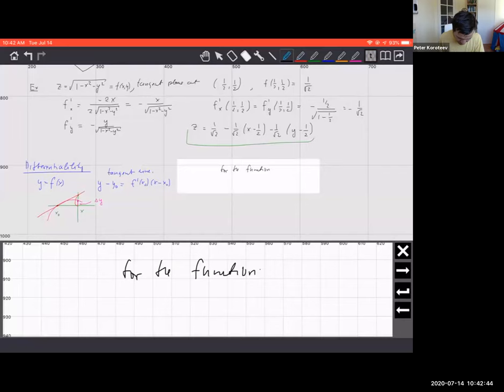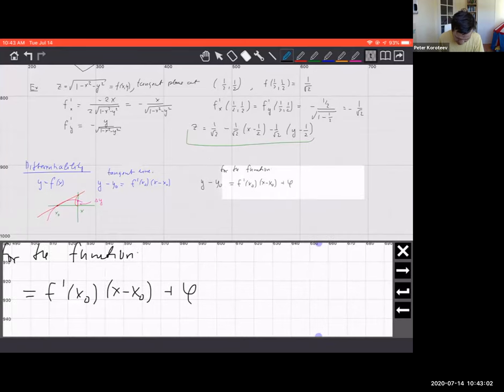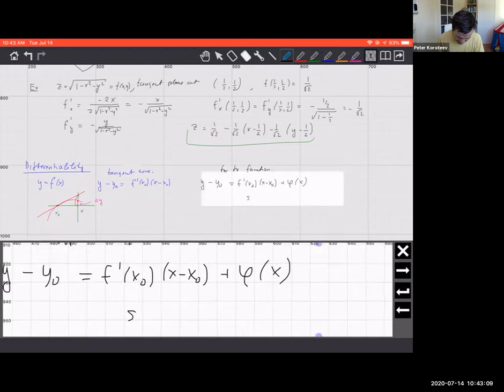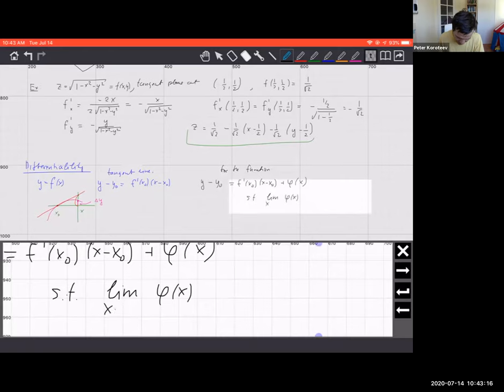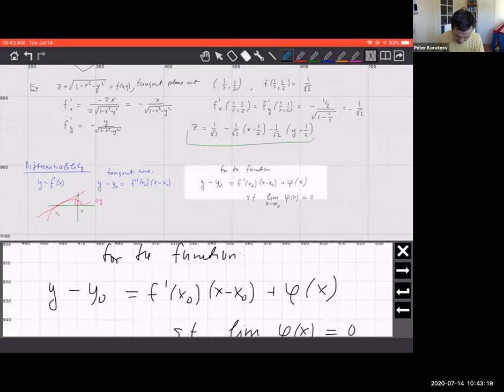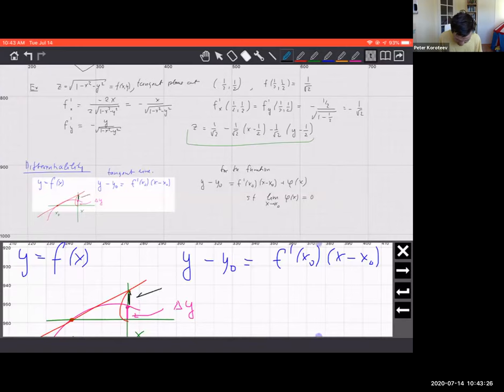You would say that y minus y zero is only approximately equal to this. So you can say it like this. It's f prime of x zero times x minus x zero times some function phi of x, right? Such that the limit of phi of x as x goes to x zero is equal to zero. Right, so phi of x is some unknown function which sort of measures the distinction between the difference in the values for the tangent line and the difference for the values for the function.